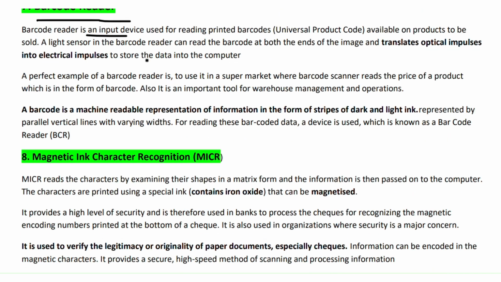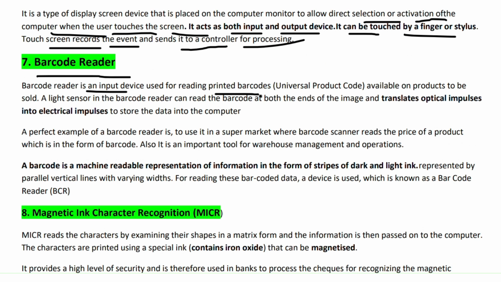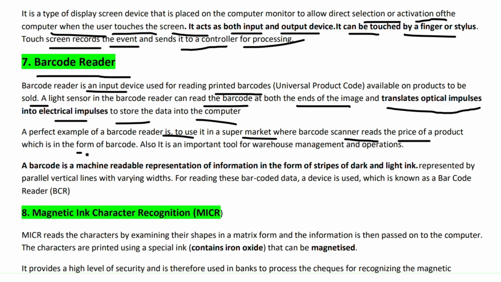Barcode reader. Barcode reader is an input device used for reading printed barcodes. Universal product code is available on the products to be sold. ठीक है, a light sensor in the barcode reader can read the barcode at both the ends of the image and translates optical impulses into electrical impulses to store the data into the computer. ठीक है, a perfect example of a barcode reader is its use in a supermarket where the barcode scanner reads the price of a product which is in the form of barcode. Also, it is an important tool for warehouse management and operations.